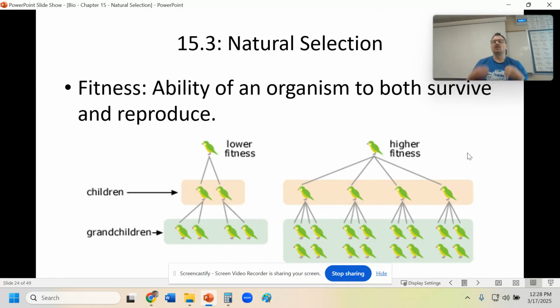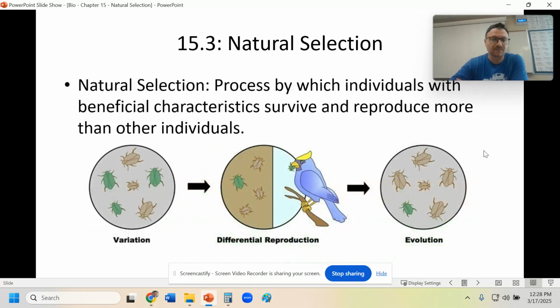The ability of an organism to both survive and reproduce is called fitness. Fitness in our terms usually means how strong you are. In evolutionary terms, it means more the sense of how well do you survive and how well do you pass on your genes? How well do you reproduce? You can see here we have a lower fitness organism that doesn't produce a lot of offspring, or a higher fitness organism that does produce a lot of offspring.